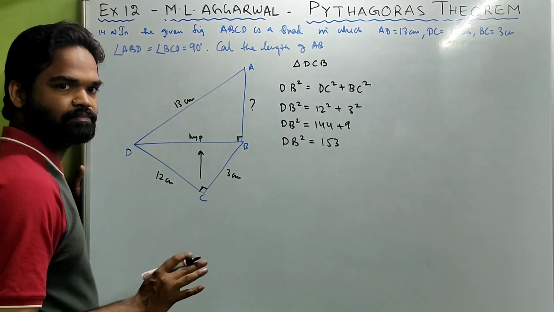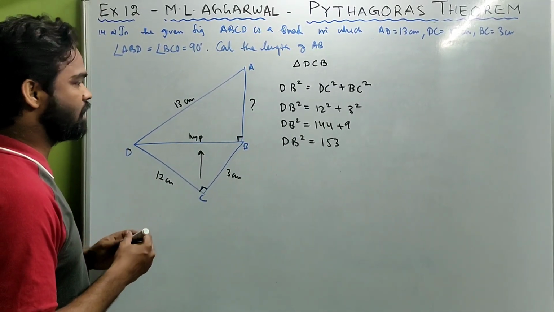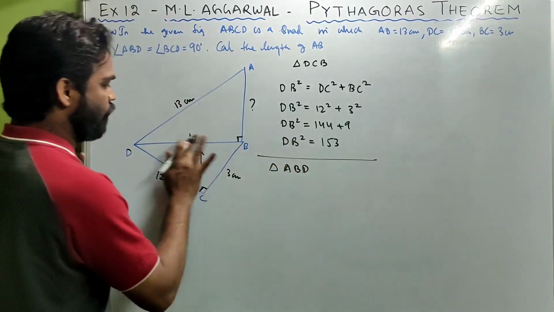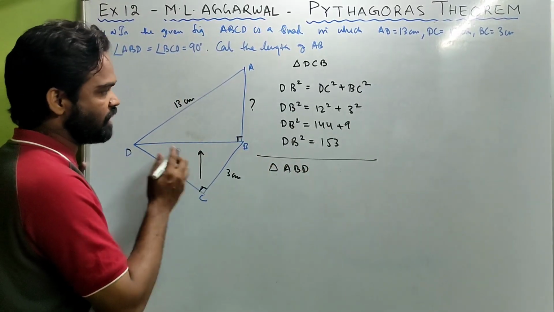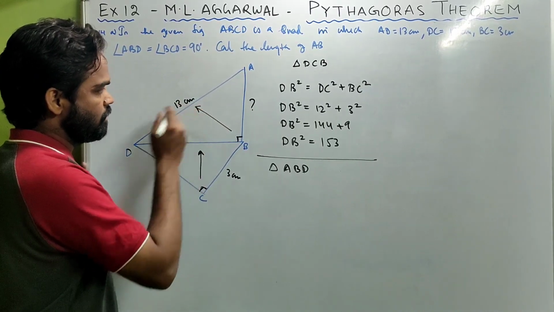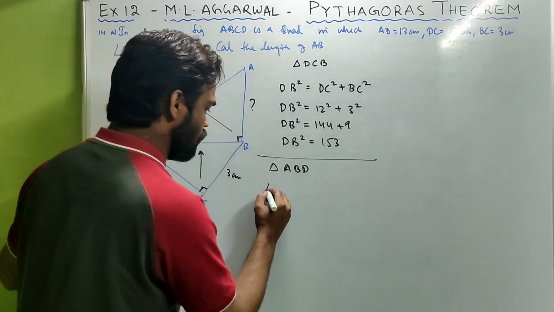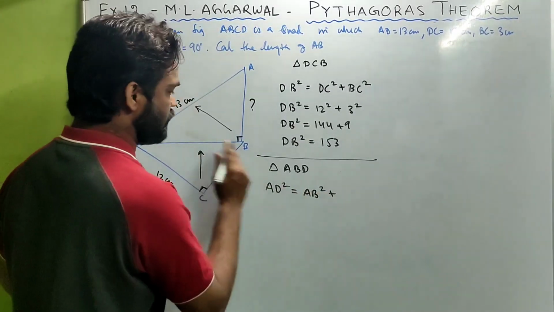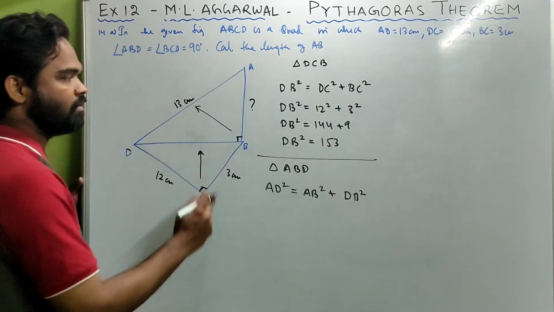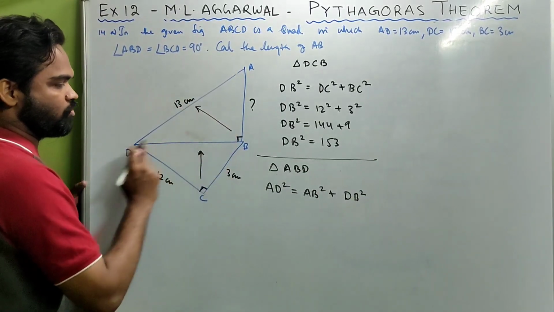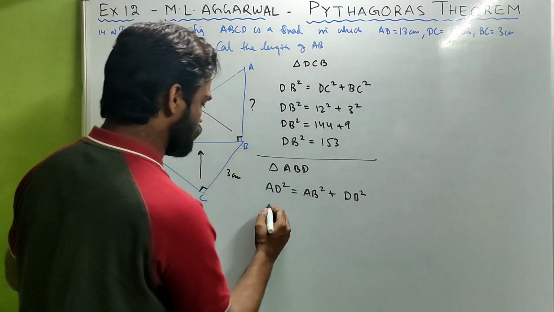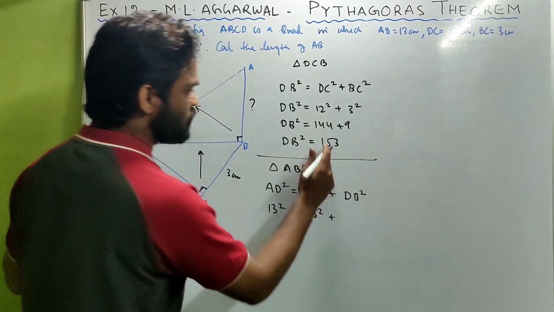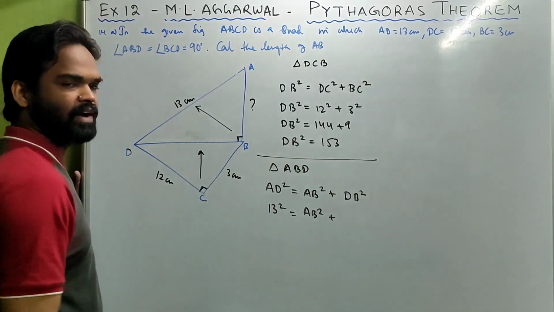Keep it like this. Now look at the triangle ABD. Triangle ABD. Now for triangle ABD, since B is 90 degree, AD is your hypotenuse. So AD square is equal to AB square plus DB square. Just look at the diagram. AD square is equal to AB square plus BD square. Now AD square is 13 square. AB square we don't know. Now DB square is 153. That's why I didn't find DB.